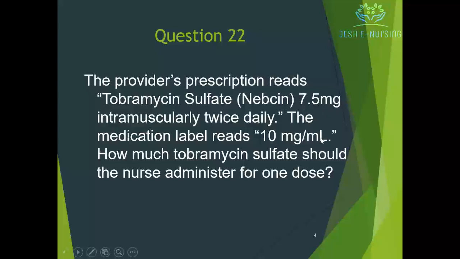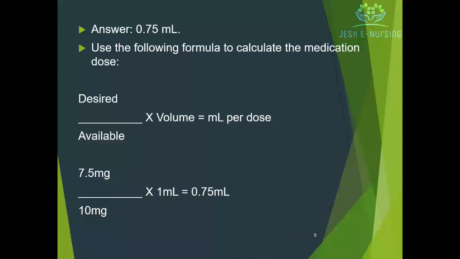10 mg per ml. Per ml means 1 ml, so the amount is 1 ml and 10 mg is the available dose. We put it into the formula: 7.5 into 1 divided by 10. Same formula, ordered dose into amount divided by available dose. So 7.5 mg into 1 ml divided by 10 mg equals 0.75 ml. You need to apply the same formula to all kinds of questions, so you will get the correct answer.